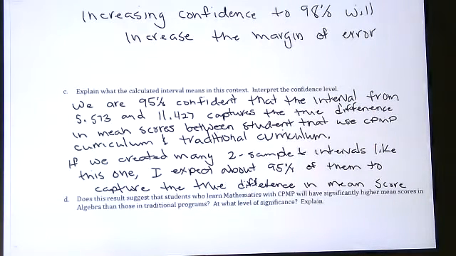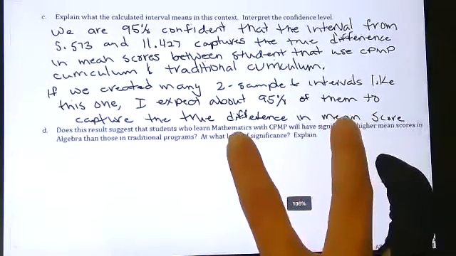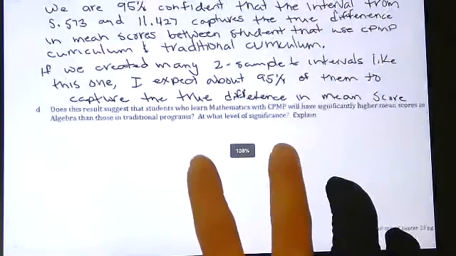We grabbed two samples and created a 2-sample t-interval from our 2 samples, but if we repeated this process many times, we expect 95% of these confidence intervals to capture the true difference in the mean scores between the 2 programs. So did ours? I don't know, but we're 95% confident that it did, okay?